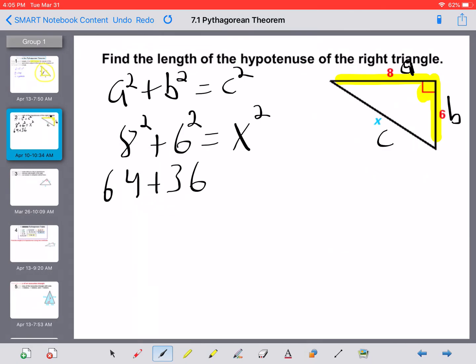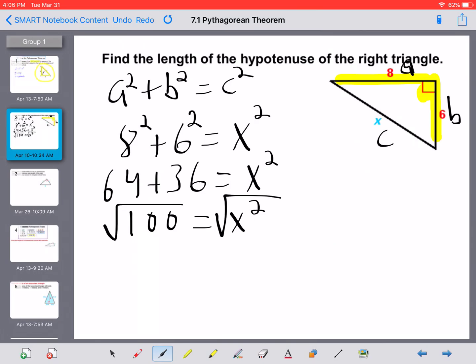And again, when you're squaring any number, it's just that number times itself. Equals x squared. Now 64 plus 36 is 100. Equals x squared. Now to get rid of the squared sign, as we solve for x, because we really want x by itself to get the length, we have to use the inverse operation. So the inverse operation of squaring something is using the square root or radical. So I'm going to go ahead and take the radical or square root of both sides.